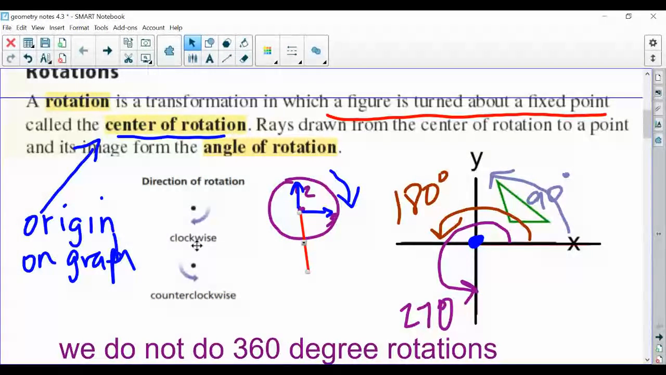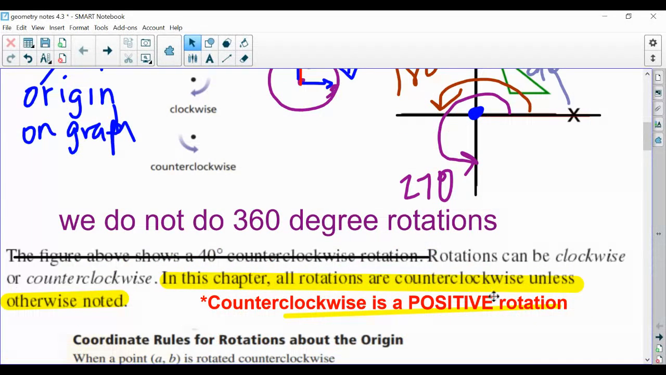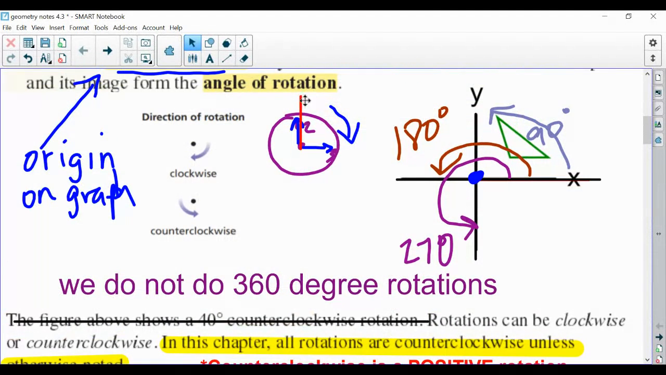Also, you need to know that when you do a rotation, you will either go clockwise or counterclockwise. Clockwise is the same direction as the hands on the clock. So this is clockwise. Counterclockwise goes the opposite direction as the hands on the clock. Normally in class, if the problem says to perform a rotation and it doesn't tell you whether it's clockwise or counterclockwise, then you will just do counterclockwise. So always rotate counterclockwise unless the problem specifically says to go clockwise.